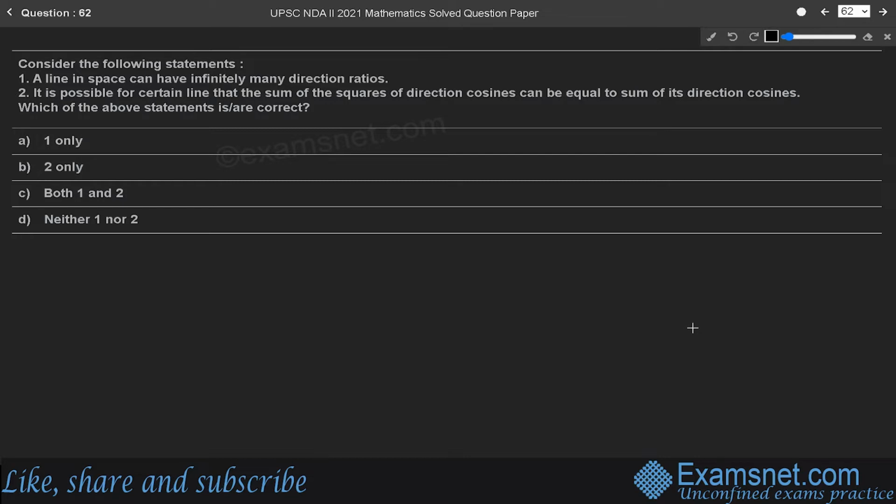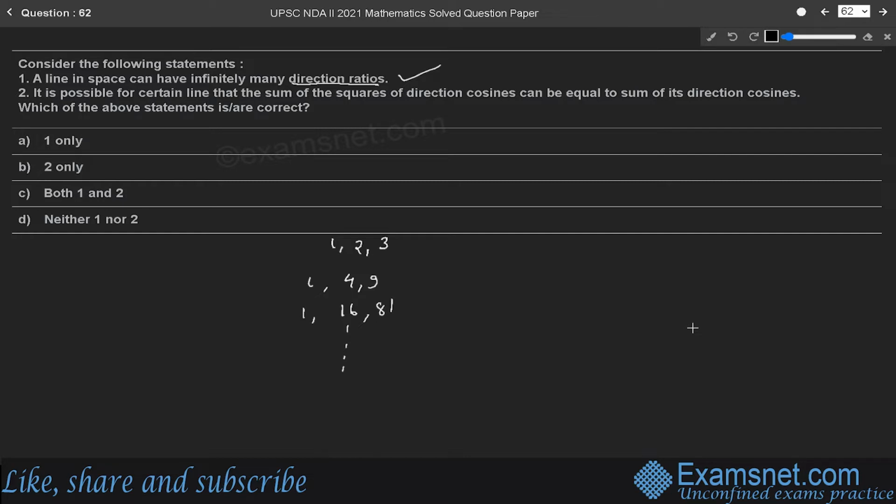So first let us look at the first statement. It says about the direction ratios. So consider 1, 2 and 3 are the direction ratios here. Squaring these terms it will be 1, 4 and 9. Again squaring these terms it will be 1, 16 and 81. So like this we can go for infinitely many values. So the first statement is correct, which is a line in space can have infinitely many direction ratios.